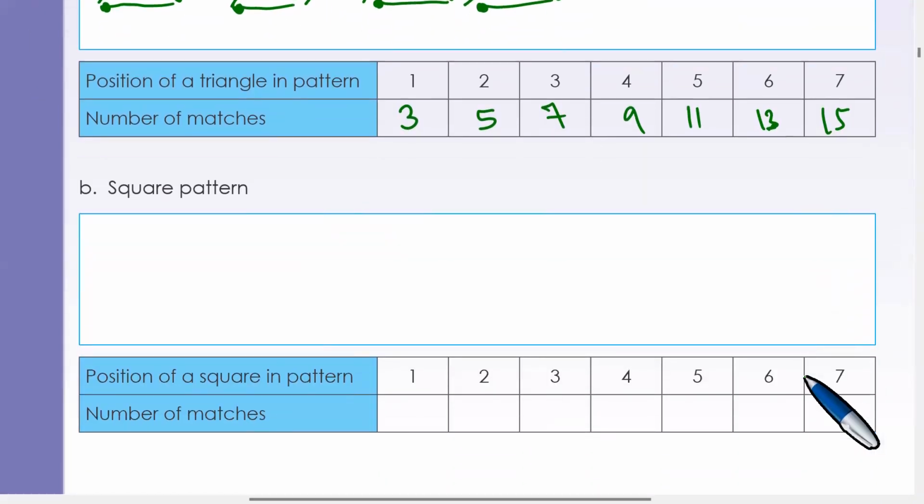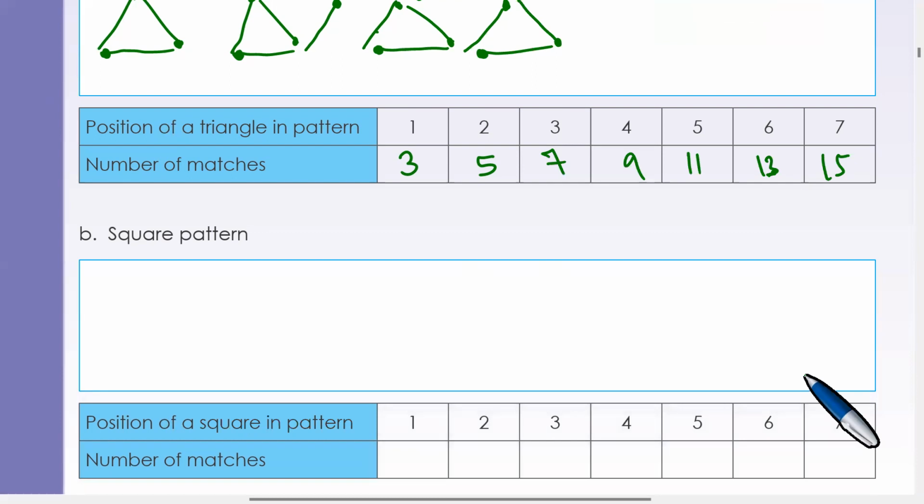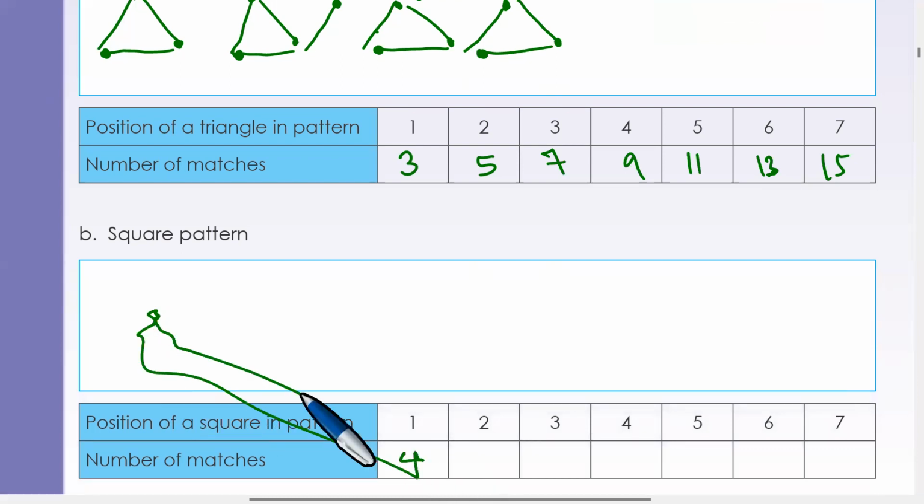Okay, let's look at the square pattern. Number of matches in the square pattern. How many matches are going to be there in the square pattern? So 4. They're going to be 4 first.